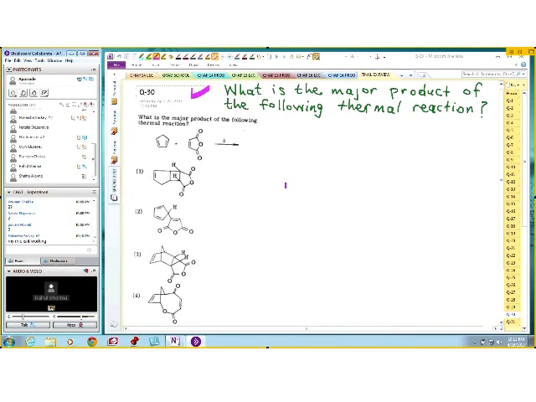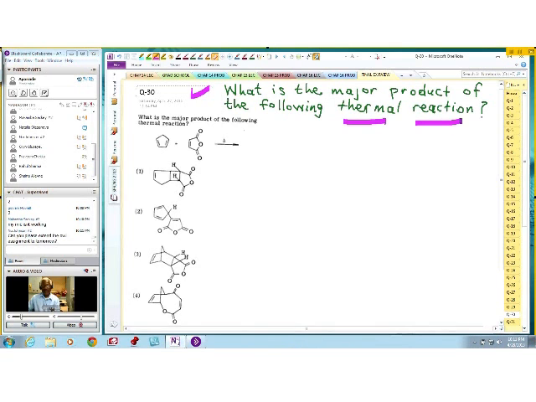Is the major product of the following thermal reaction? Okay, thank you, very good. So what they are asking you to do here is, what is the major product of the following thermal reaction? In other words, once you apply heat, what is the product? Now, let me ask you guys, what kind of reaction is this? There is a name for this reaction. Diels-Alder reaction. Excellent. This is a Diels-Alder reaction.